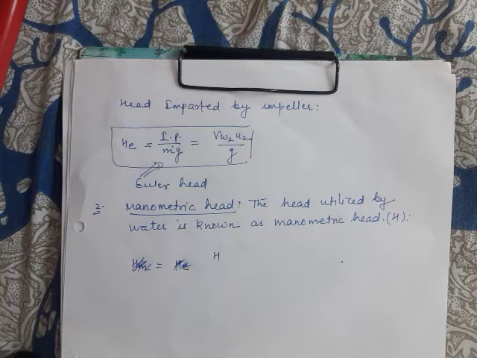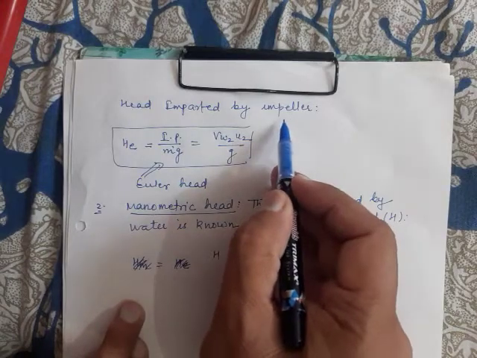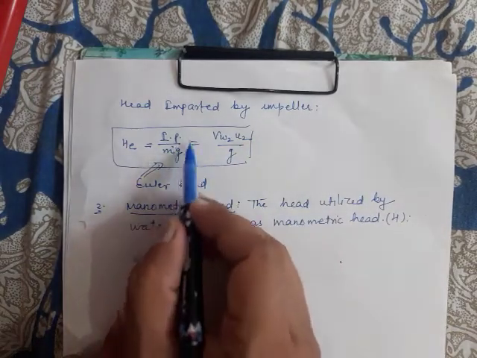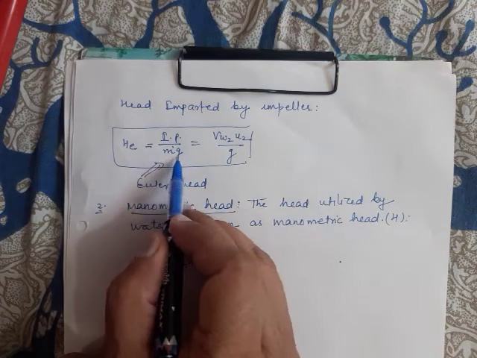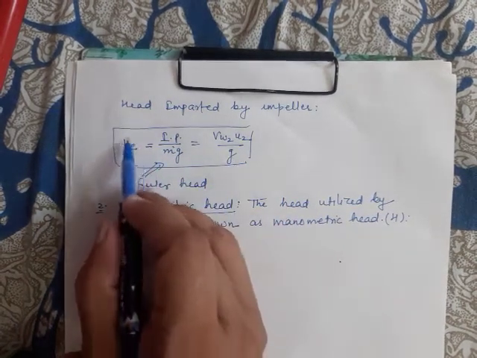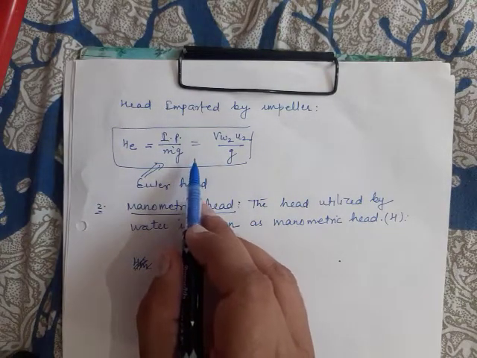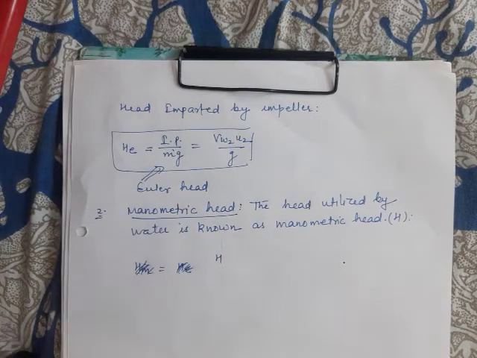We have seen the important components of the centrifugal pump, the basic working principle of the centrifugal pump, and the velocity triangles for the centrifugal pump. We have also discussed the head imparted by the impeller to the water, which is given by impeller power per unit weight of water per second, equal to Vw2 U2 by g. This is the head which has been imparted by the impeller to the water, and it is also known as the Euler head.